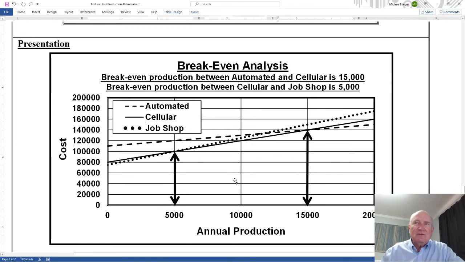This is how sensitive the problem is. Okay, look at job shop. Job shop and cellular is very close, but automated for low production is a lot costlier. Okay, but up here, the automated and cellular is fairly close, but the job shop is a little bit more. Not as costly here, but it's a little bit more. And that's why people like cellular. It's because it's kind of in the middle. You can go back and forth.